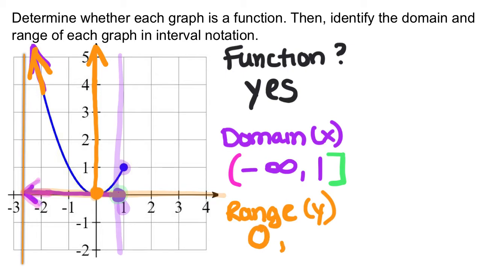So I would have 0, comma, and again, because I have this arrow, it extends to positive infinity. Since there is a closed circle at 0, I would use a bracket. And since I have that arrow indicating it extends to infinity, I would use a parentheses. So my domain is from negative infinity to 1 inclusive, and my range is from 0 inclusive to positive infinity.